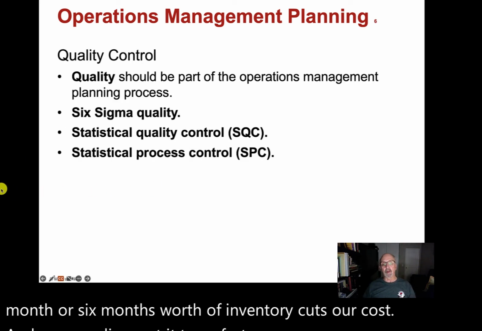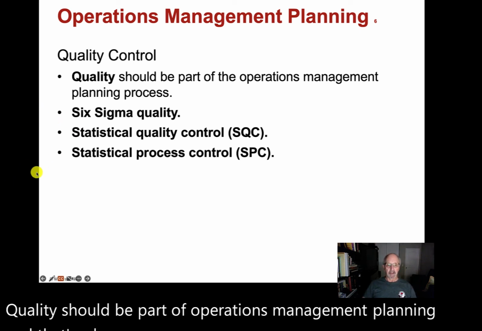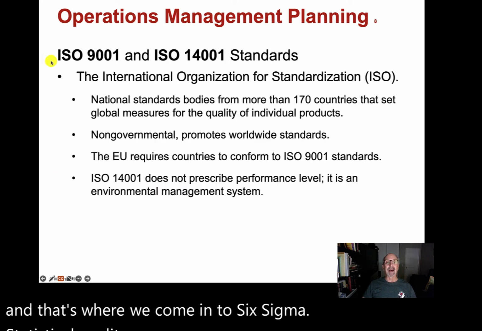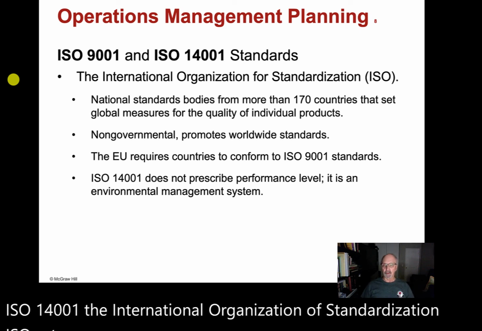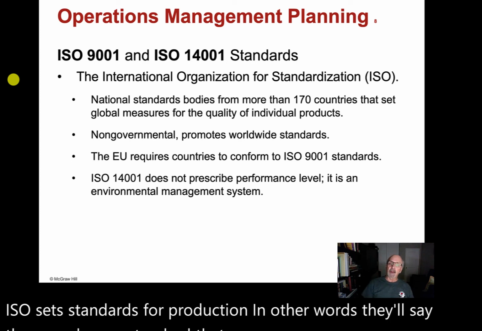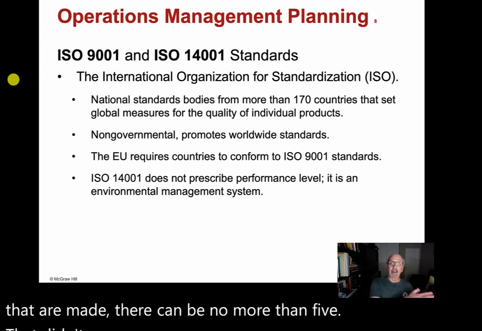Quality should be part of operations management planning, and that's where we come into Six Sigma, statistical quality control, and we talk about ISO 9001 and ISO 14001. The International Organization for Standardization, ISO, sets standards for production. In other words, they may have a standard that says for every 1,000 pieces that are made, there can be no more than 5 that didn't come out correct and have to go into waste.